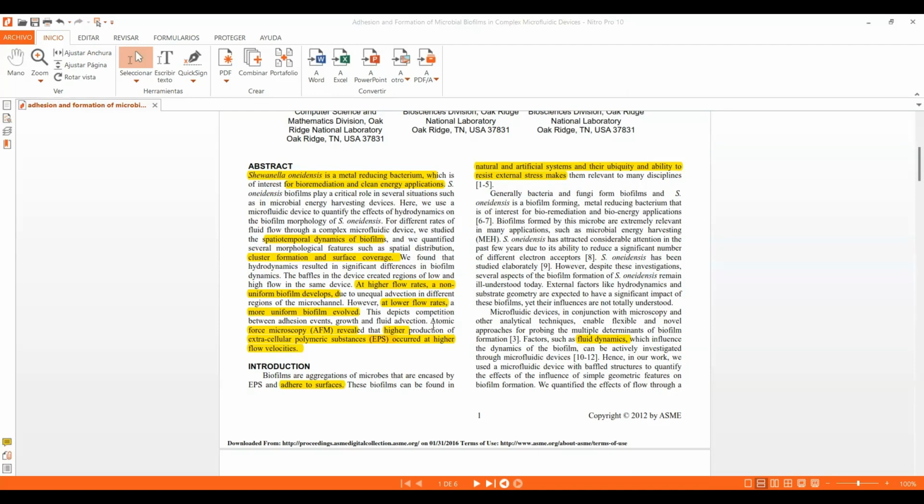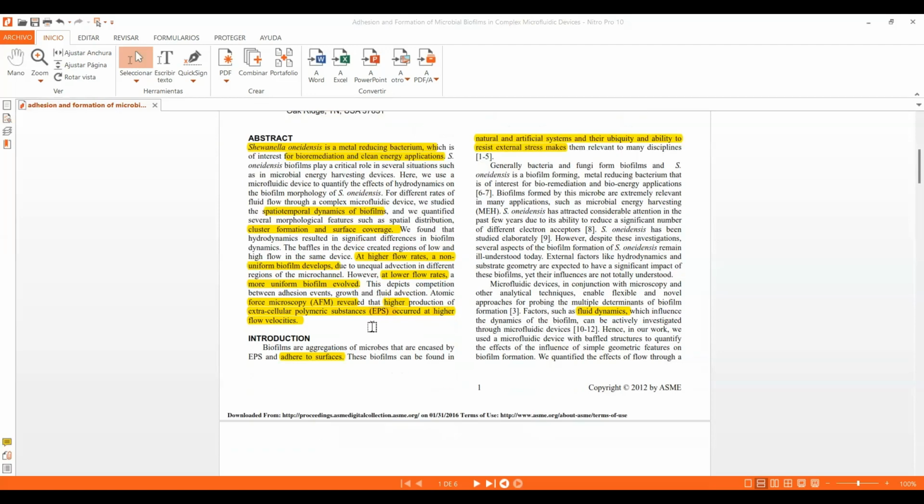For this study, they used atomic force microscopy, AFM, to observe the production of extracellular polymeric substance, EPS, that occurs at higher flow velocities. It's important for the introduction to know that biofilms are aggregations of microbes adhered to a surface, which are produced in a natural or artificial way.